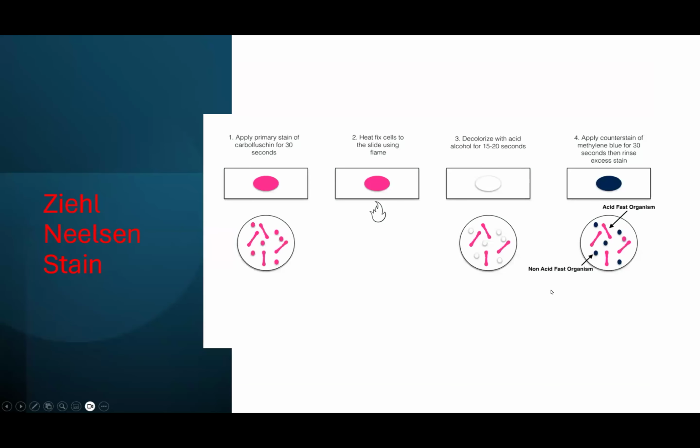So if we were to just look at the Ziehl-Neelsen stain, you have your slide prepared, apply the primary stain of the carbol fuchsin for a certain amount of time, heat, which will fix the cells to the slide using the flame, decolorize with your acid, the hydrochloric acid, for 15 to 20 seconds, so it washes it. You shouldn't take away so much that you make all the other organisms invisible, really. Then you apply the counterstain of methylene blue, and your acid-fast organisms show up, and they've held onto that red colorant.